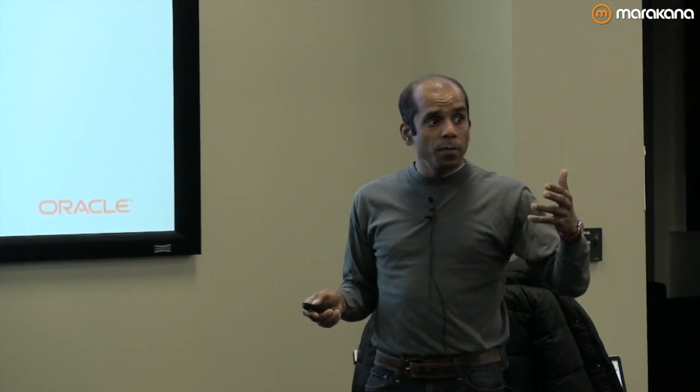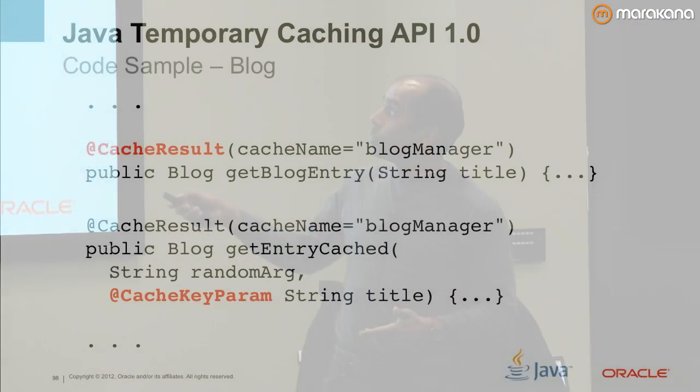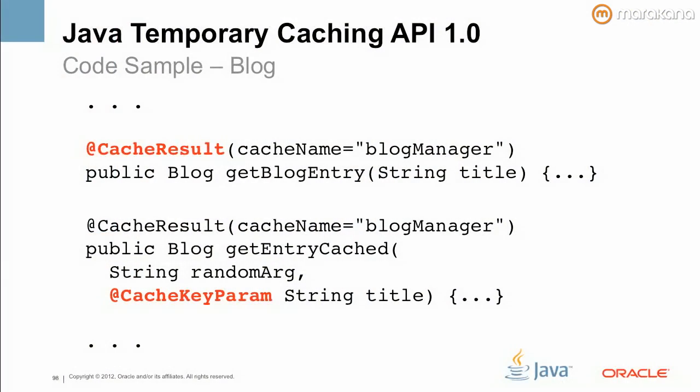Similarly, the way we create an entry, we could say get blog entry. Then you can just add cache result from this cache. This is my key, just give me the value. Or I want to get cached entry only. So you could pass a random arg. In this case, by default, since there's only one parameter, that is the key. If I'm saying a specific method, then I can pass a random arg, and I can even tag what my key is. So those annotations and conveniences are all there.